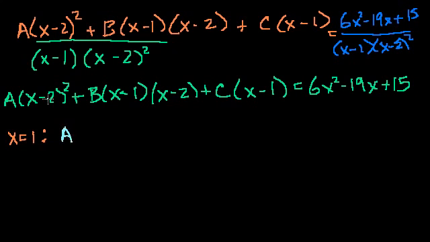So when x is equal to 1, we get a times 1 minus 2, which is minus 1 squared, which is just 1. So it's a times 1, so we can just leave the a there. This becomes 0 because this term right here will be 0 if x is 1. This becomes 0 because that term would be 0 if x is equal to 1.